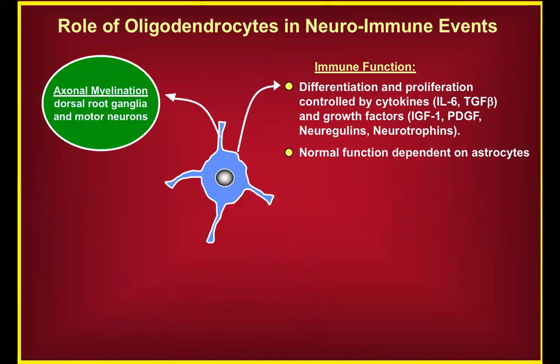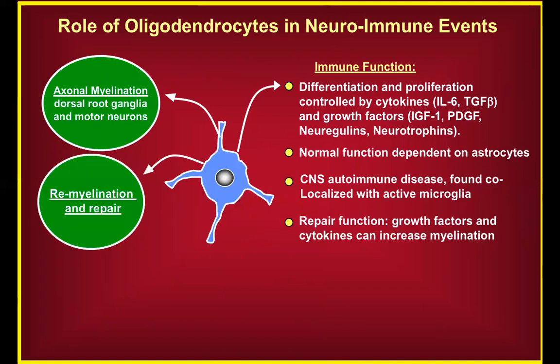In terms of what oligodendrocytes do in an immune function, they're important for myelination, but this myelination event can be affected by cytokines and chemokines and growth factors. If you know of multiple sclerosis, you know that you have a demyelination. So the cell that ultimately is affected is the oligodendrocyte. They take a lot of cues from astrocytes. We see that a lot of times in inflammatory conditions, you find these cells co-localized with active microglia.